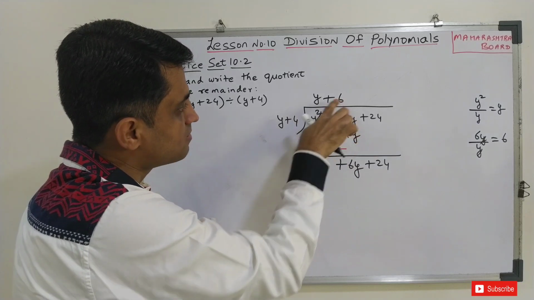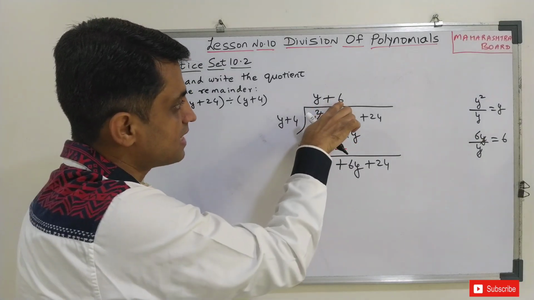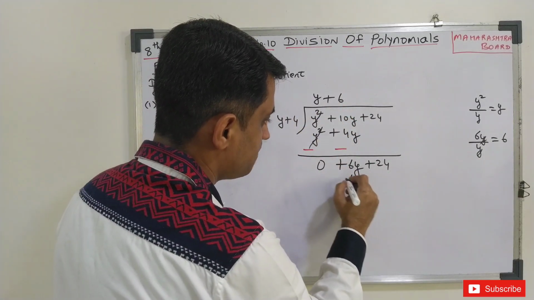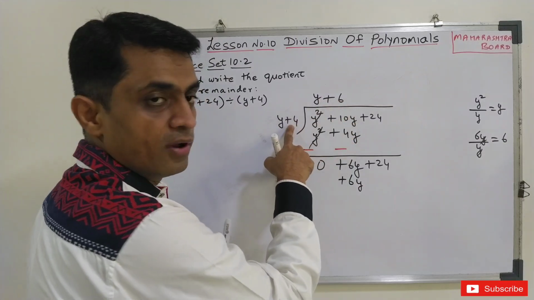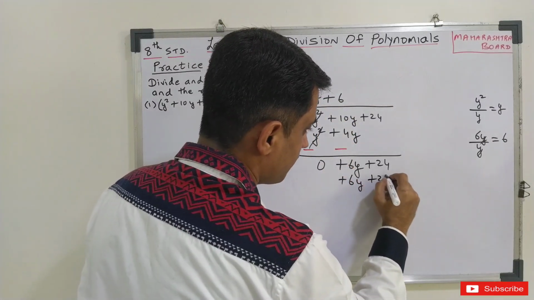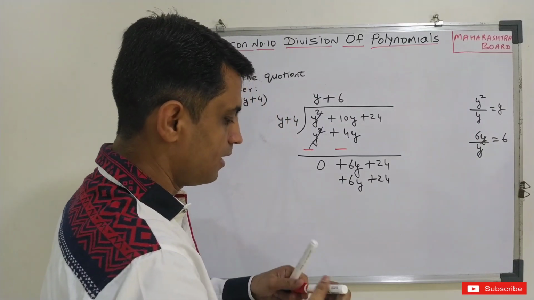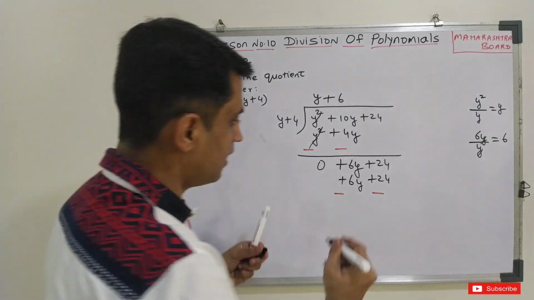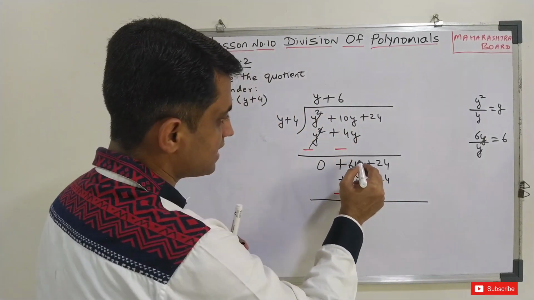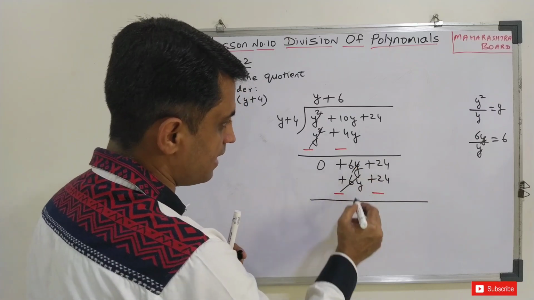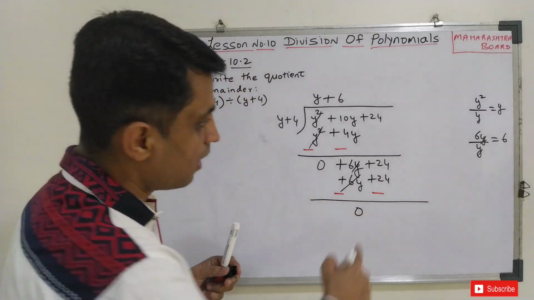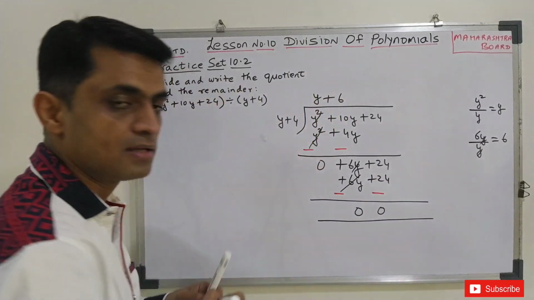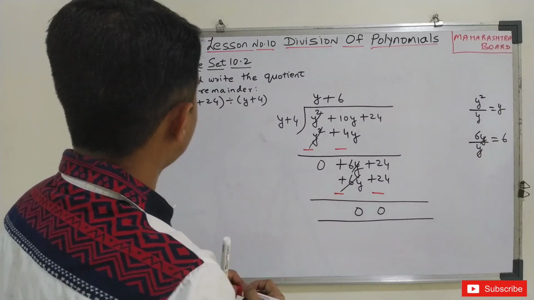Now you multiply 6 by y plus 4. So 6 into y is what? 6y. That is plus 6y. 6 into 4 is what? 24. So you write plus 24. Again the sign will change. Minus, minus. Plus ka minus. Now here, plus 6y minus 6y will get cancelled, you get 0. Now plus 24 minus 24 also gives you 0. So this will be your final answer. And then we'll write down the quotient and the remainder.